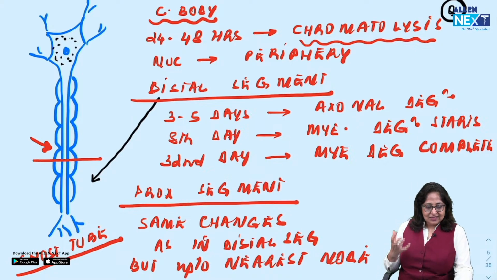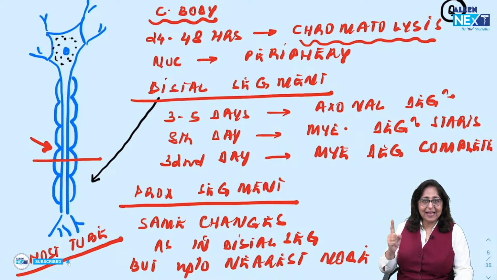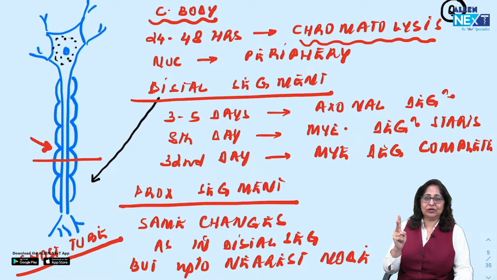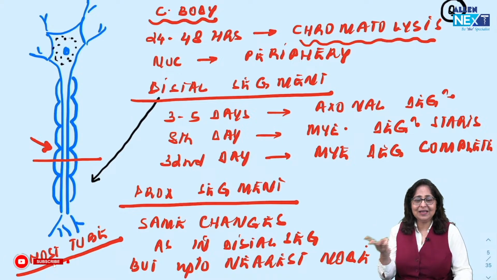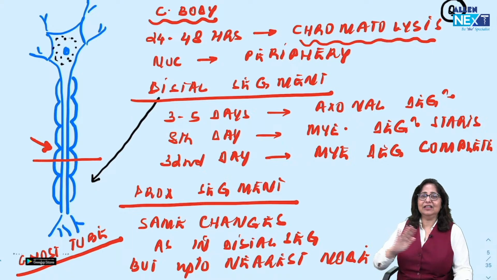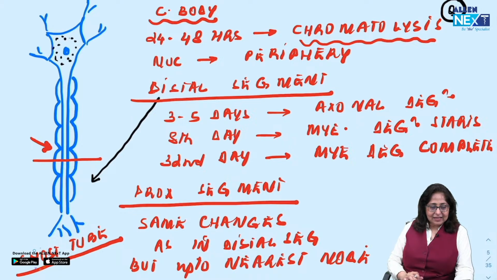Right? So this is the sequence of events which are going to happen as far as your degeneration is concerned. Once again, first day chromatolysis, first week axonal degeneration. After 1 week, myelin degeneration starts. After 1 month, myelin degeneration is complete. Right? So this is the sequence.